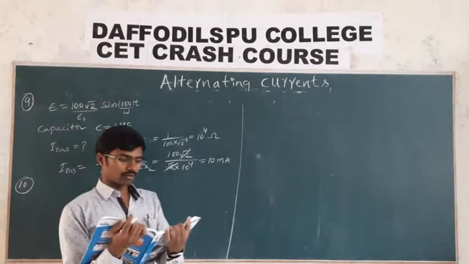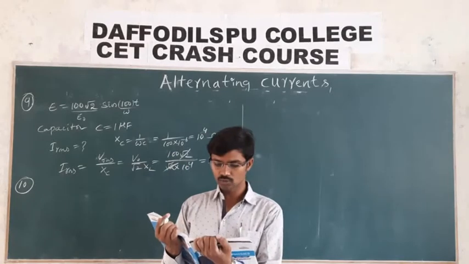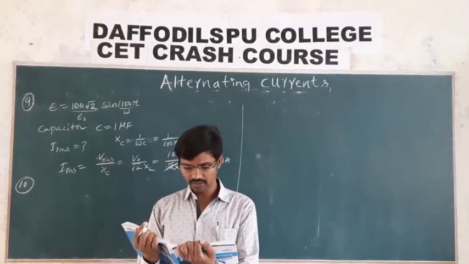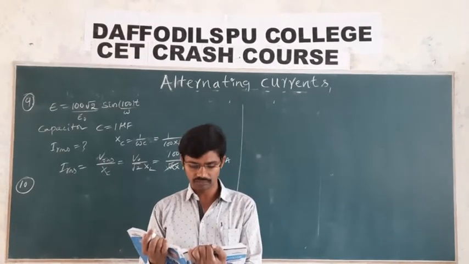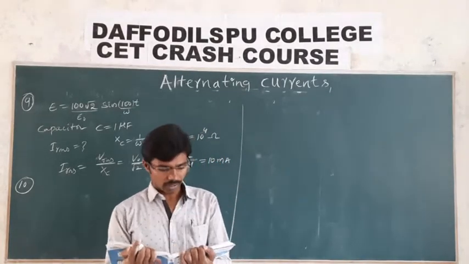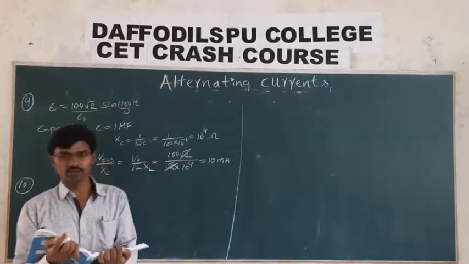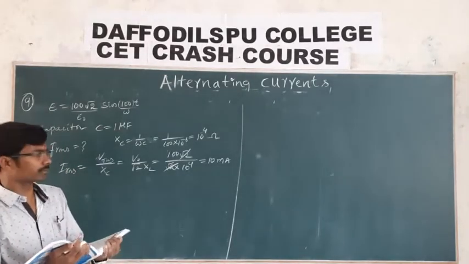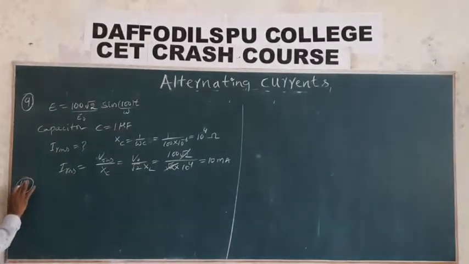In an AC circuit, an alternating voltage is equal to 200 root 2 sin 100 t and is connected to a capacitor of 1 microfarad. The RMS value of the current? Same problem, but only instead of 100 root 2 they give 200 root 2. Similar to the problem that we discussed, the 11th one.